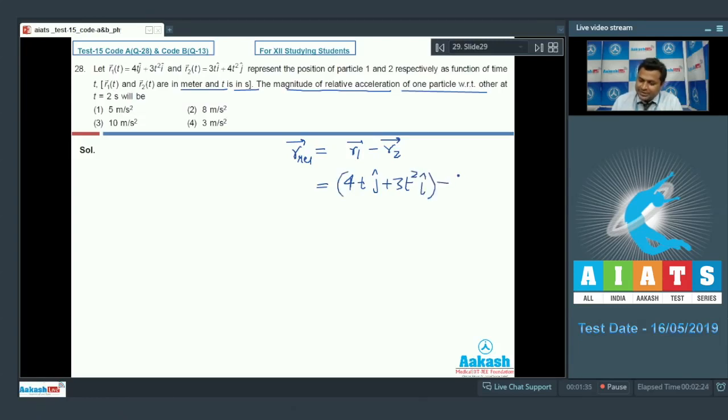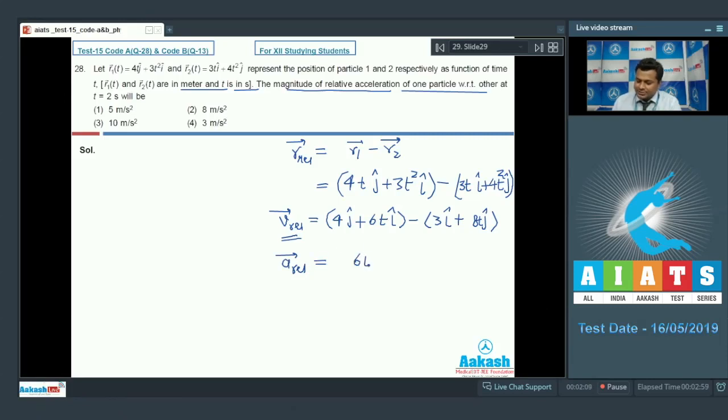This is r1, minus 3t i cap plus 4t square j cap. This is r2. Differentiating, we get relative velocity, v relative, that is 4j cap plus 6t i cap minus 3 i cap plus 8t j cap. Differentiating once again with respect to t, we get relative acceleration, which is asked in the question.